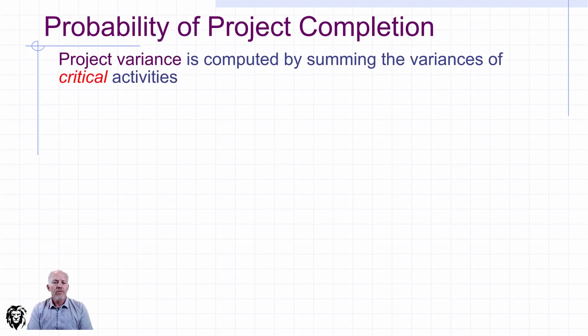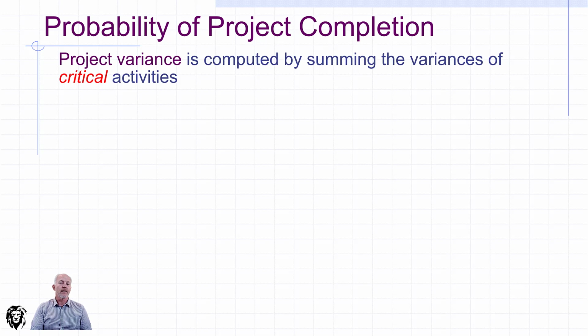So now, what really is great about this, having applied PERT, we hopefully have got a better estimate of each of our activity times, and that's valuable in and of itself. But it also gives us a mathematical construct which allows us to look at the probability of the project completion times as a whole. So project variance is computed by summing the variance of all of our critical activities.